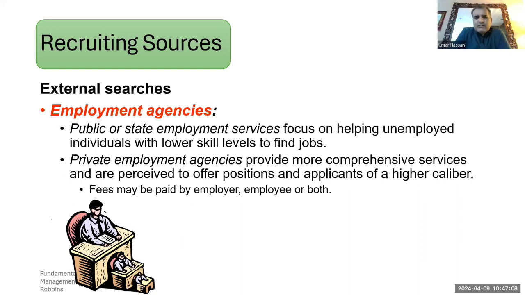Similarly, in external searches, we have employment agencies, third-party recruiters working for us, headhunters. In the Middle East, it is very common that people get jobs through employment agencies, through headhunters. These people work like middlemen. They have information about the companies and the candidates, and they try to find a suitable match. As an applicant, you give your resume to them, you tell them what kind of job you are looking for, and they find the right opportunity for you. This is one of the tools organizations use.